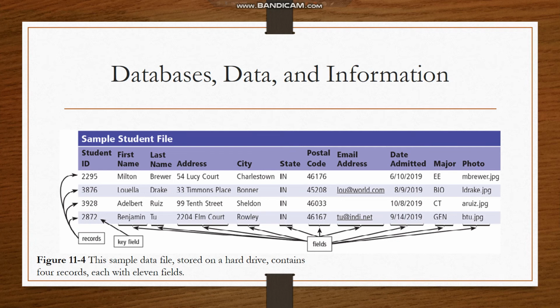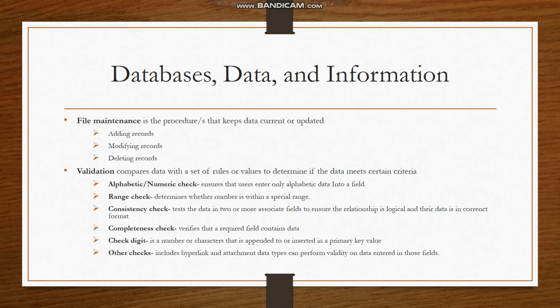And in this file, we have 11 fields, and each field contains information from each student, such as their first name, last name, student ID, address, city, state, postal code, email address, date admitted, major, and photo. File maintenance. File maintenance is the procedure that keeps the data current or updated. File maintenance includes adding records, modifying records, and deleting records.